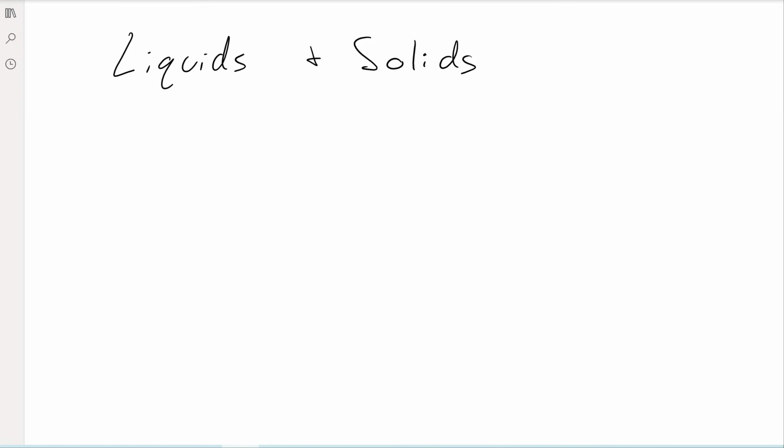All right, so we've covered gases. Next up is liquids and solids, and some of you will probably be happy to hear this, but this section will be a lot less math intense than the previous ones. Anyways, let's just go ahead and review our three phases of matter. We've got gases, we've got liquids, and we've got solids.